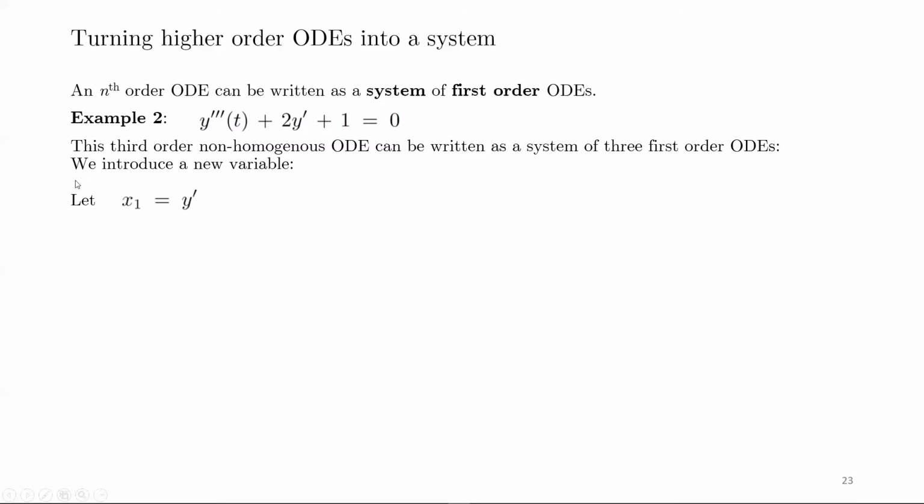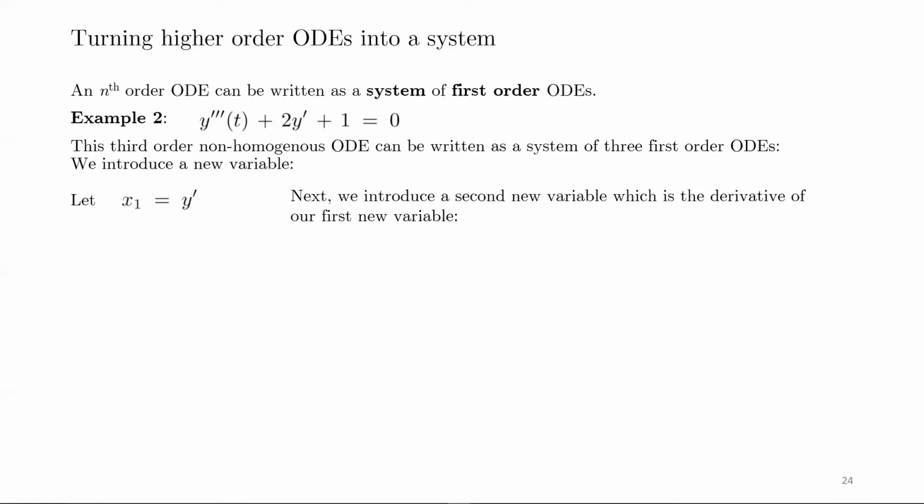And now I want to introduce a second new variable, which is the derivative of our first new variable. So x2 is going to be equal to x1 prime. So now you can see I have a second first order linear ODE, for x1: x1 prime equals x2. And of course, because I've got three dependent variables now, y, x1, and x2, I want a first order differential equation for x2, so I should take its derivative. So x2 prime equals the derivative of x1 prime, so x1 double prime.